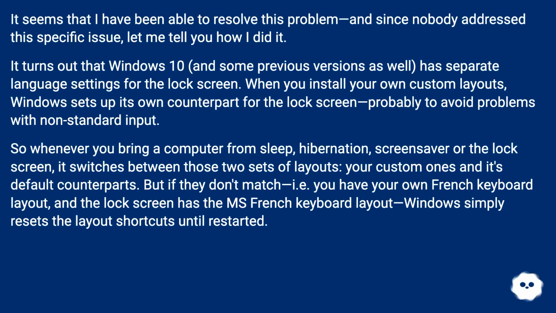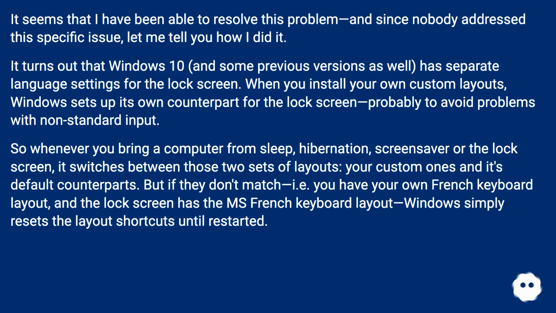It seems that I have been able to resolve this problem, and since nobody addressed this specific issue, let me tell you how I did it. It turns out that Windows 10, and some previous versions as well, has separate language settings for the lock screen. When you install your own custom layouts, Windows sets up its own counterpart for the lock screen, probably to avoid problems with non-standard input. So whenever you bring a computer from sleep, hibernation, screensaver, or the lock screen, it switches between those two sets of layouts, your custom ones and its default counterparts.